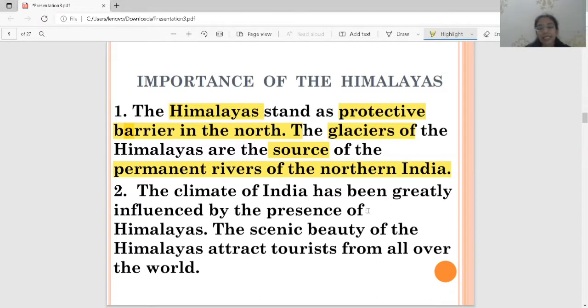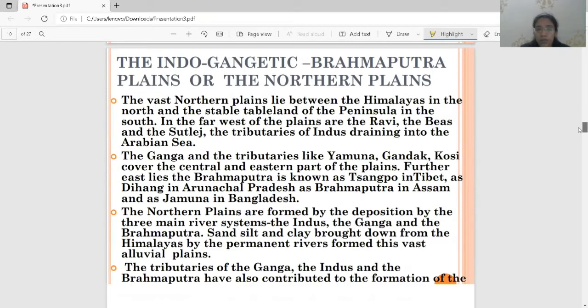So Himalayas act as a protective barrier in the north. The glaciers of Himalayas are the main source of water for the permanent rivers of northern India. Climate of India is greatly affected by the Himalayas. I have shown you the picture of Himalayas. The scenic beauty of the Himalayas attracts tourists from all over the world.